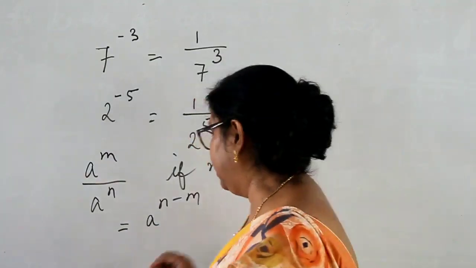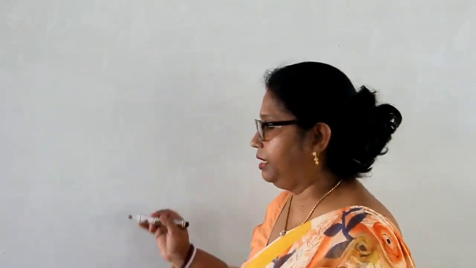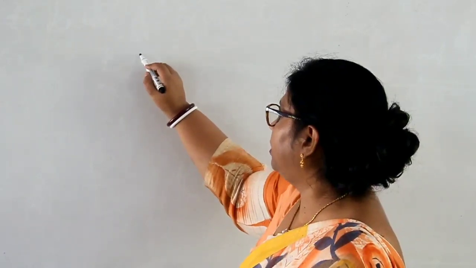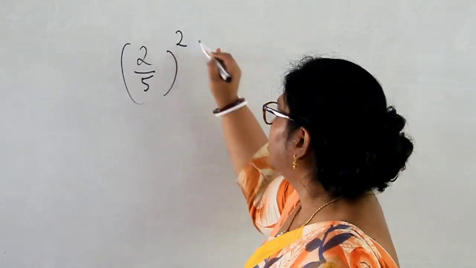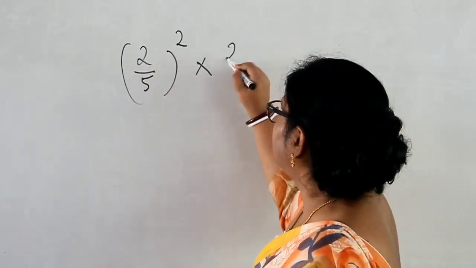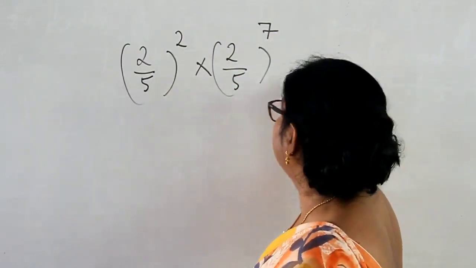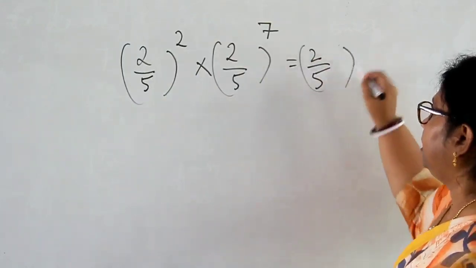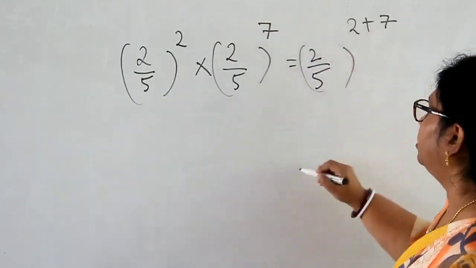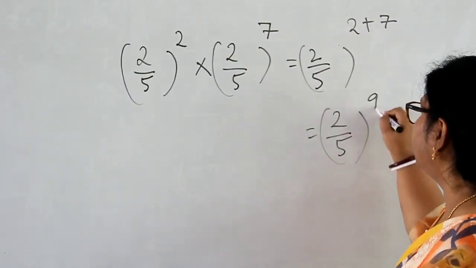Now regarding certain examples, I will take a simple example here, how we solve taking the help of laws of indices. Suppose it is given 2 by 5 whole to the power 2 into 2 by 5 whole to the power 7. They are multiplied. Then as the laws of indices say, we have to add the powers, and ultimately we are going to have 2 by 5 whole to the power 9.